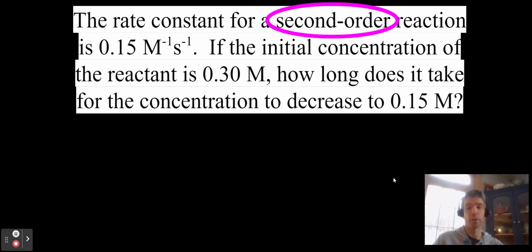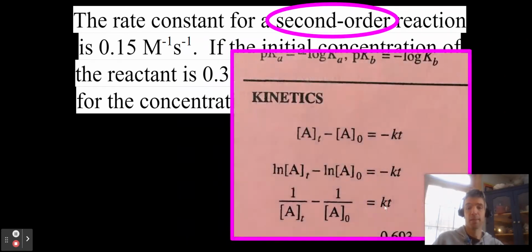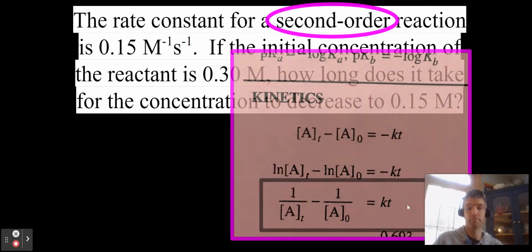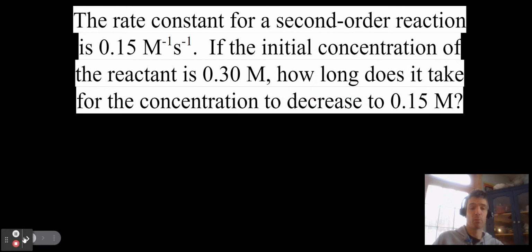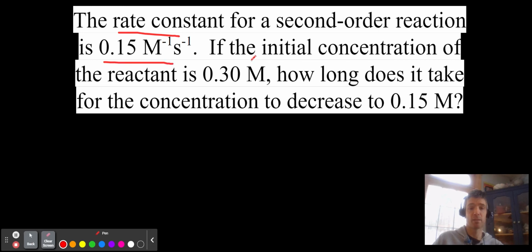All right, now, when I read the problem, the first thing you're going to look for is what's the order of the reaction. And that tells me what equation I'm going to use. I'm going to use this one, all right? And then I'm going to want to make sure I read through and figure out what I'm given. This is the rate constant. Initial is this. How long means a time. And here is the final concentration.